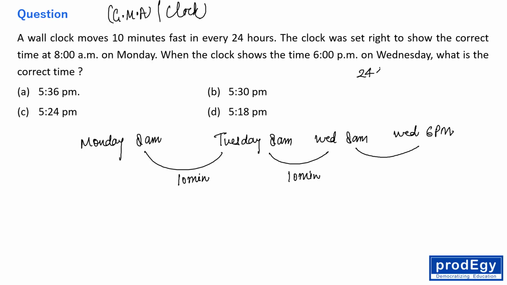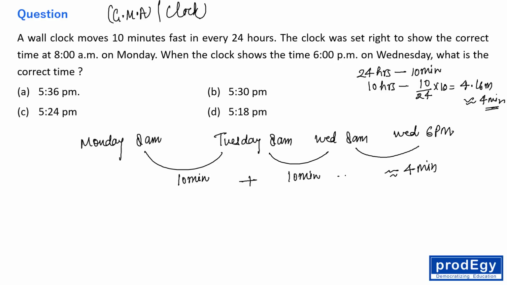So in 24 hours, it is moving 10 minutes faster. So in 10 hours, it is moving 10 by 24 into 10. So this is 100 by 24. So 4.16 minutes, right? So approx 4 minutes. So total 10 plus 10 plus 4, so approx 24 minutes.